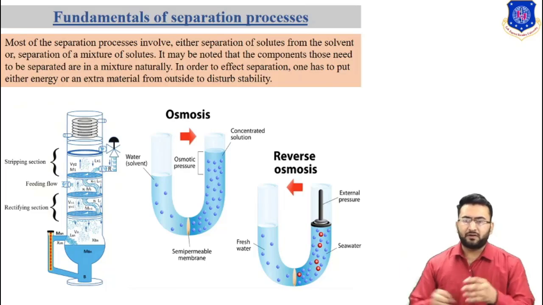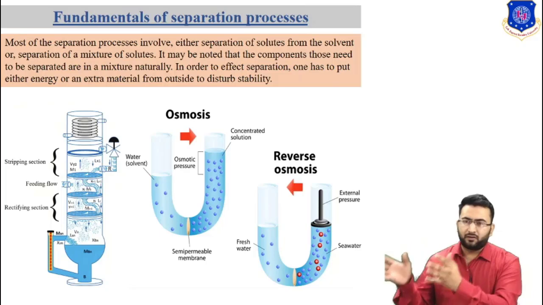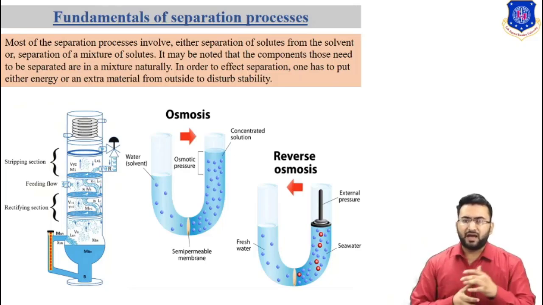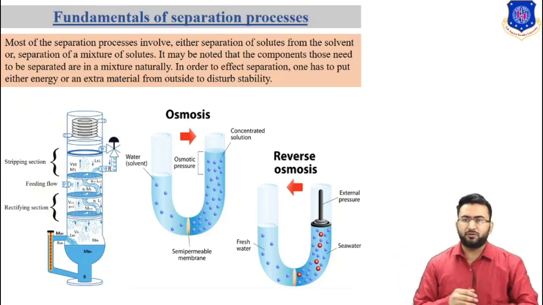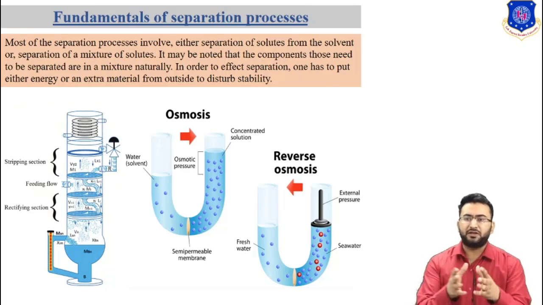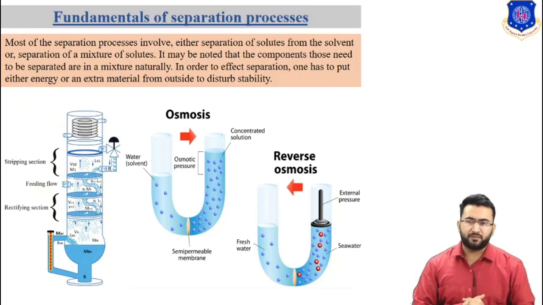So distillation is one type of equilibrium governing process, whereas osmosis and reverse osmosis are rate governing separation processes. In osmosis, there is a chemical potential difference due to which separation is possible, whereas in reverse osmosis, due to the pressure difference, separation becomes possible.